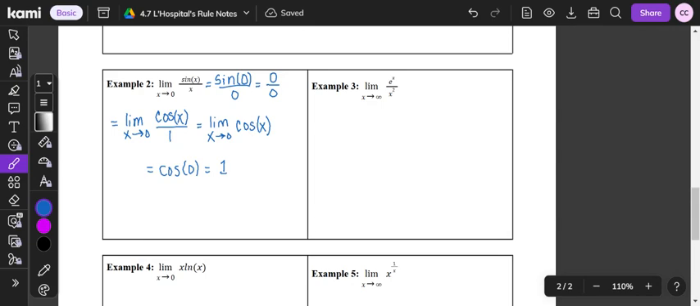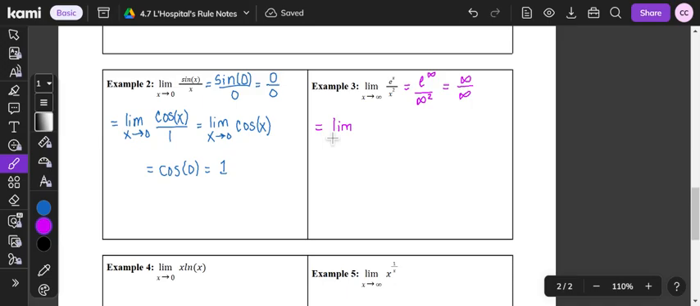All right, cool. Example 3. We have the limit as x approaches infinity of e to the x divided by x squared. So same deal. First thing I'm going to do is check and see if I even have an indeterminate form. So I have e to the infinity over infinity squared. Anything to the infinity power, that's just infinity. Infinity squared, still infinity. So boom, there's my indeterminate form.